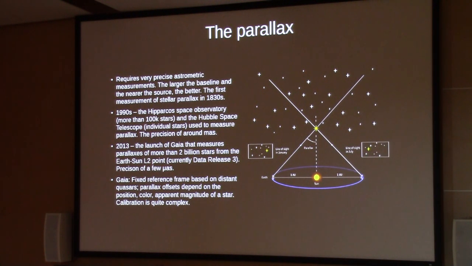However, the calibration of parallaxes is quite a complex issue, and obviously we need some kind of fixed reference frame. So this is based on distant quasars, and parallax corrections, calibrations, they depend on offsets, they depend on position, color, apparent magnitude of the star. So in particular, at first, Gaia had problems with very bright objects, such as the classical Cepheids. Obviously, we would like to calibrate the brightest distance indicators to reach as far as possible. But Gaia had problems with that at first, but it seems consecutive data releases handle that better.